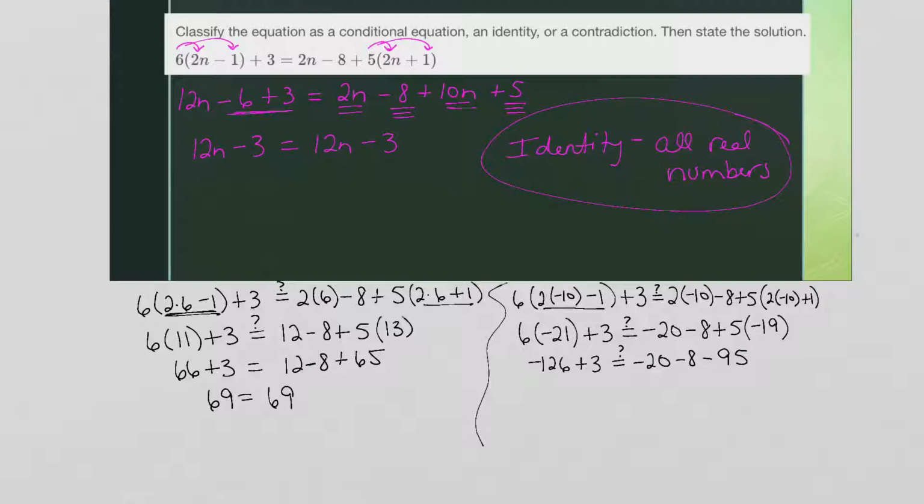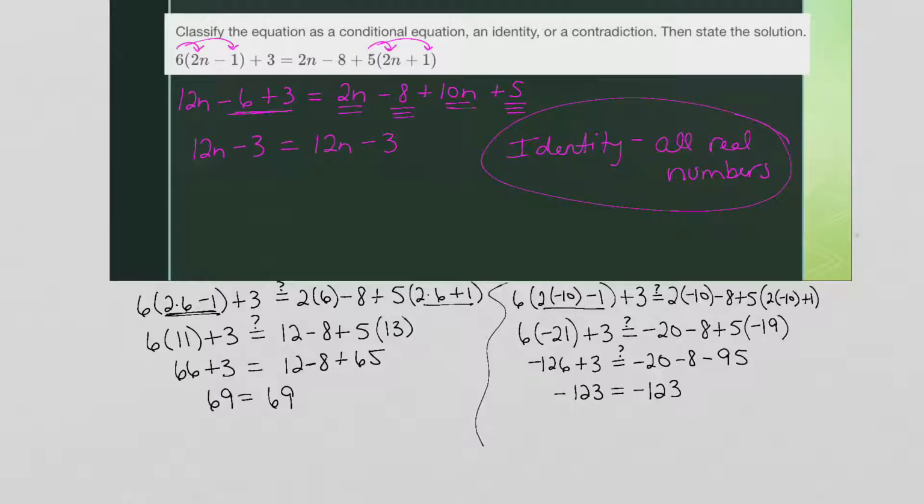So on the left-hand side, negative 126 plus 3 is negative 123. On the right-hand side, I'm typing into my calculator, negative 20 minus 8 minus 95, and I get negative 123. So that's what I mean. I chose two very different numbers. I chose a positive one, I chose a negative one, and they both worked. So I could do this all day long.